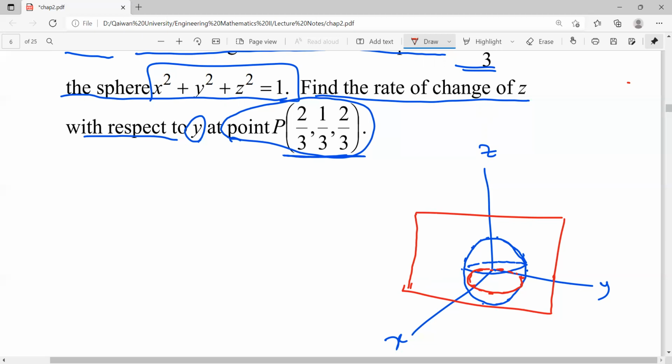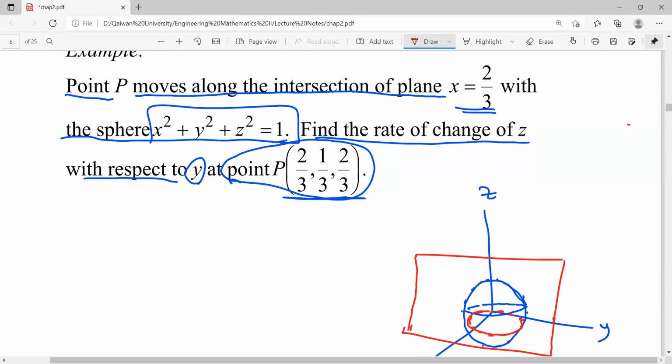Okay, so the intersection of the plane with the sphere is a circle. That's a circle. And we have been given this equation of the plane.